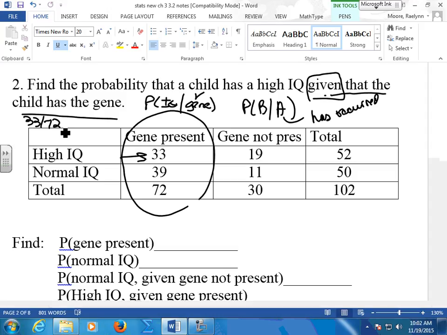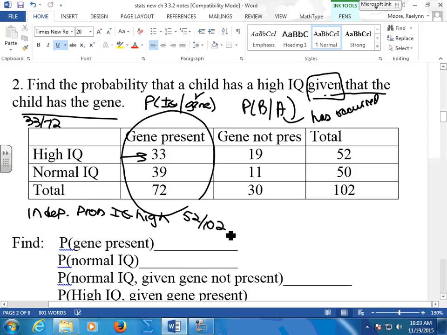This is a dependent probability. Independent probability would say, this is independent. What is the probability that the child has a high IQ? Depends on nothing else but this. There's no other thing that affects this. High IQ, there's 52 in the survey. 52 children have a high IQ out of 102. That's when we're going to use our totals. But if there's a restriction, we're going to use just that little section. Does it make sense to you?